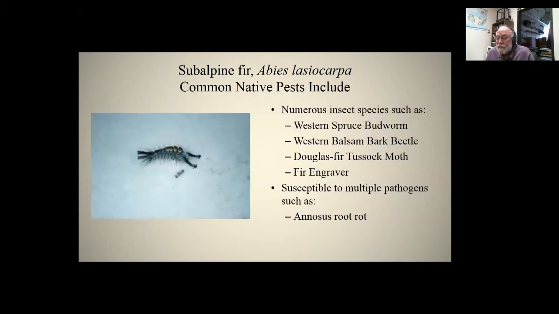Like I said, it has a lot of very common native pests. If you look at it, it's very susceptible to spruce budworm, western balsam bark beetle, Douglas fir tussock moth, fir engraver. Our major pathogen appears to be Armillaria root rot, but it's susceptible to a lot of root rots. It's just, to me, like I said, a typical true fir in the West.